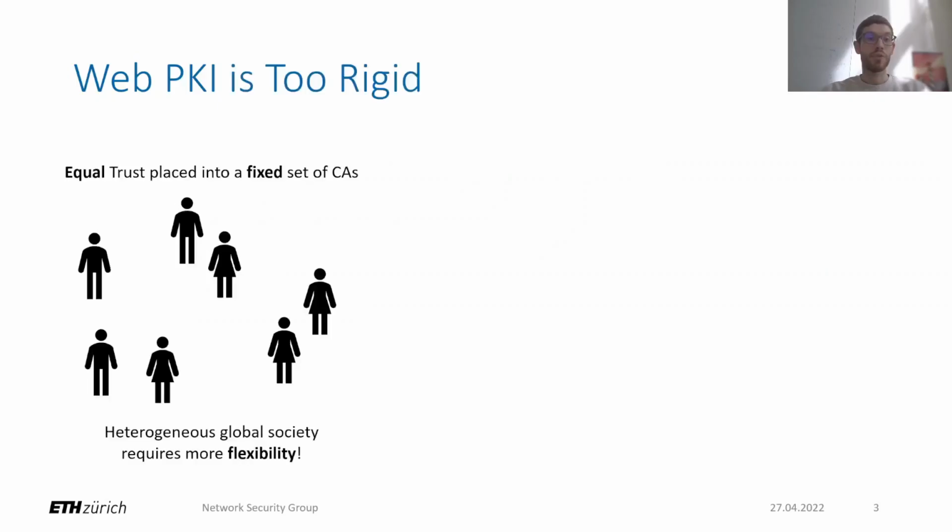The Web PKI has one advantage, its simplicity. The only configuration required to set up Web PKI is a list of trusted root certificates. Every browser and every operating system comes with a set of pre-installed certificates, and everything works out of the box. However, we argue that this simplicity is also one of the major drawbacks of the Web PKI.